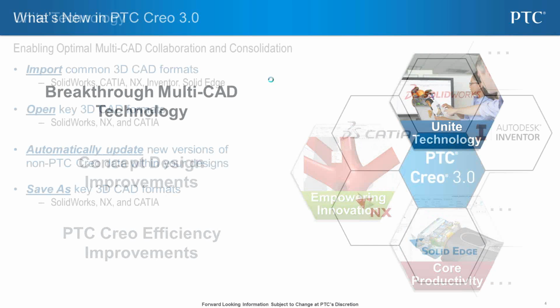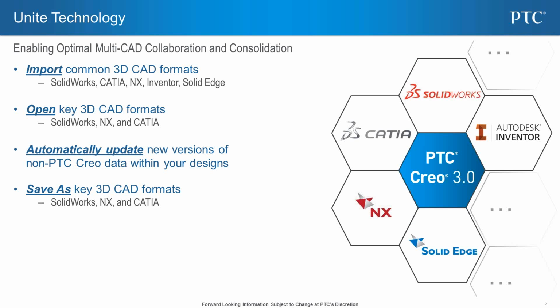Secondly, we're adding a capability called Open that will allow you, for SolidWorks, NX, and CATIA data, to directly open that into your Creo session. I'll speak a little bit about what the differences are between open and import as we move forward. In addition, Unite technology gives you the ability to receive automatic updates from that opened data. And finally, it also allows you the ability to save as those three key CAD formats.